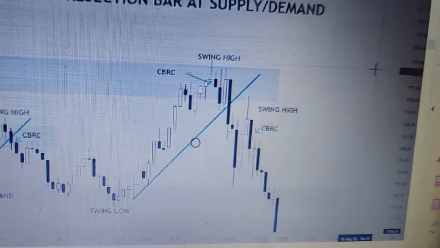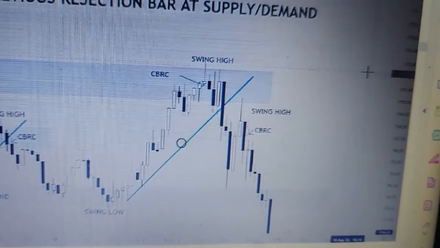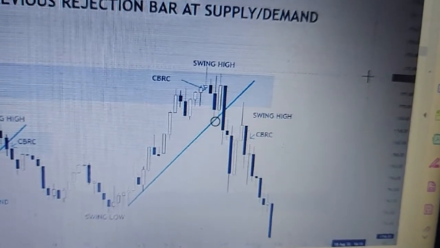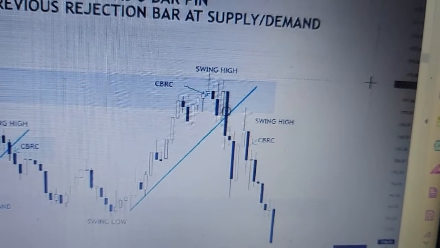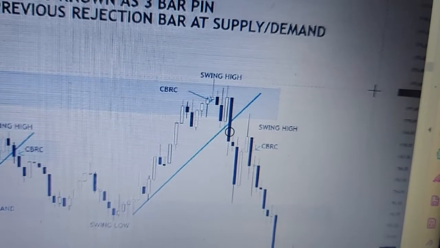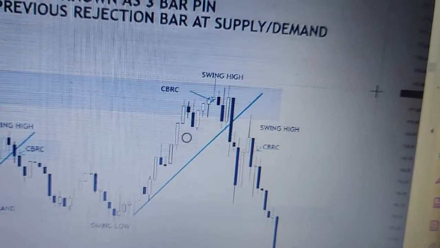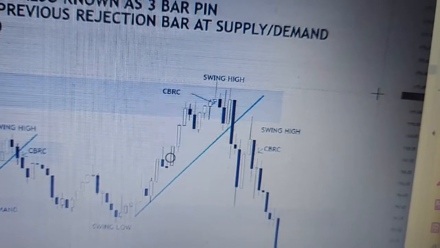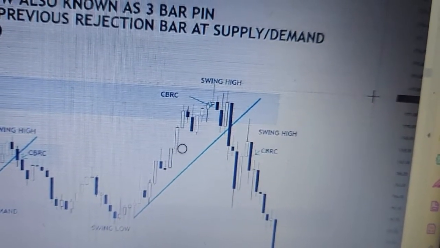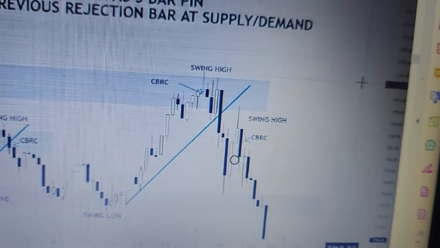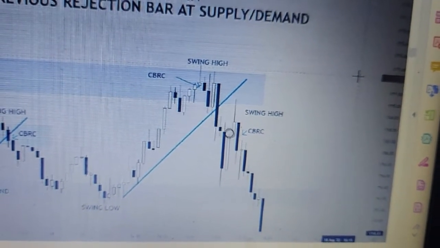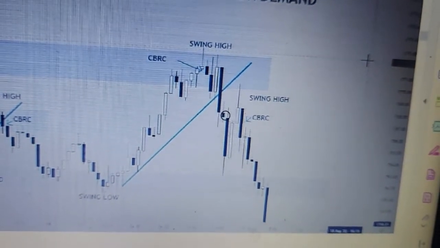Another confirmation I had to look for is the trend line. It was also nicely crossed, and this was our CBRC candle, which broke the previous rejection candle here. Then we had a good fair value gap, so we knew the price would come down to this level, and yes, the price moved down nicely. For entry, I could have taken an entry there.